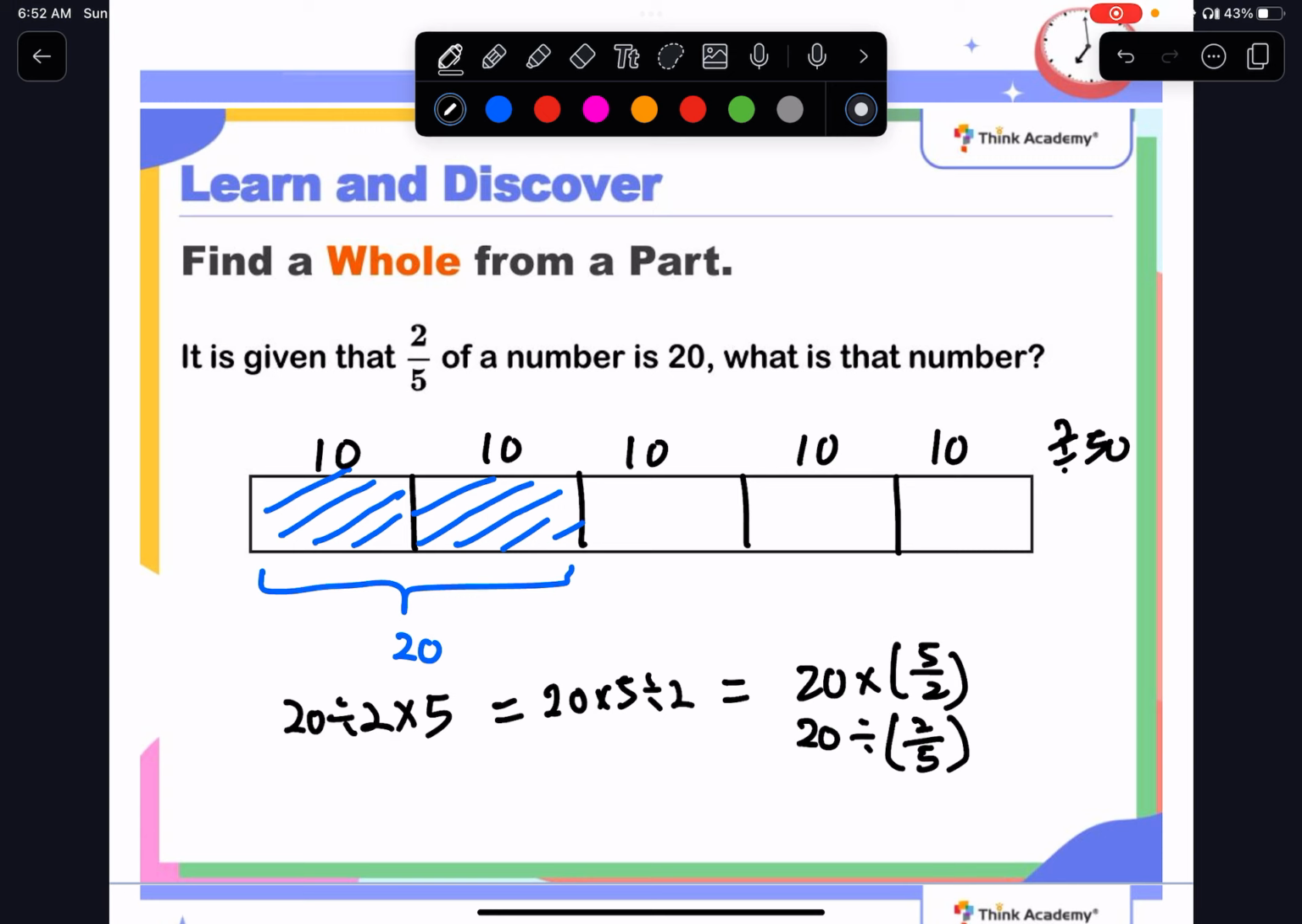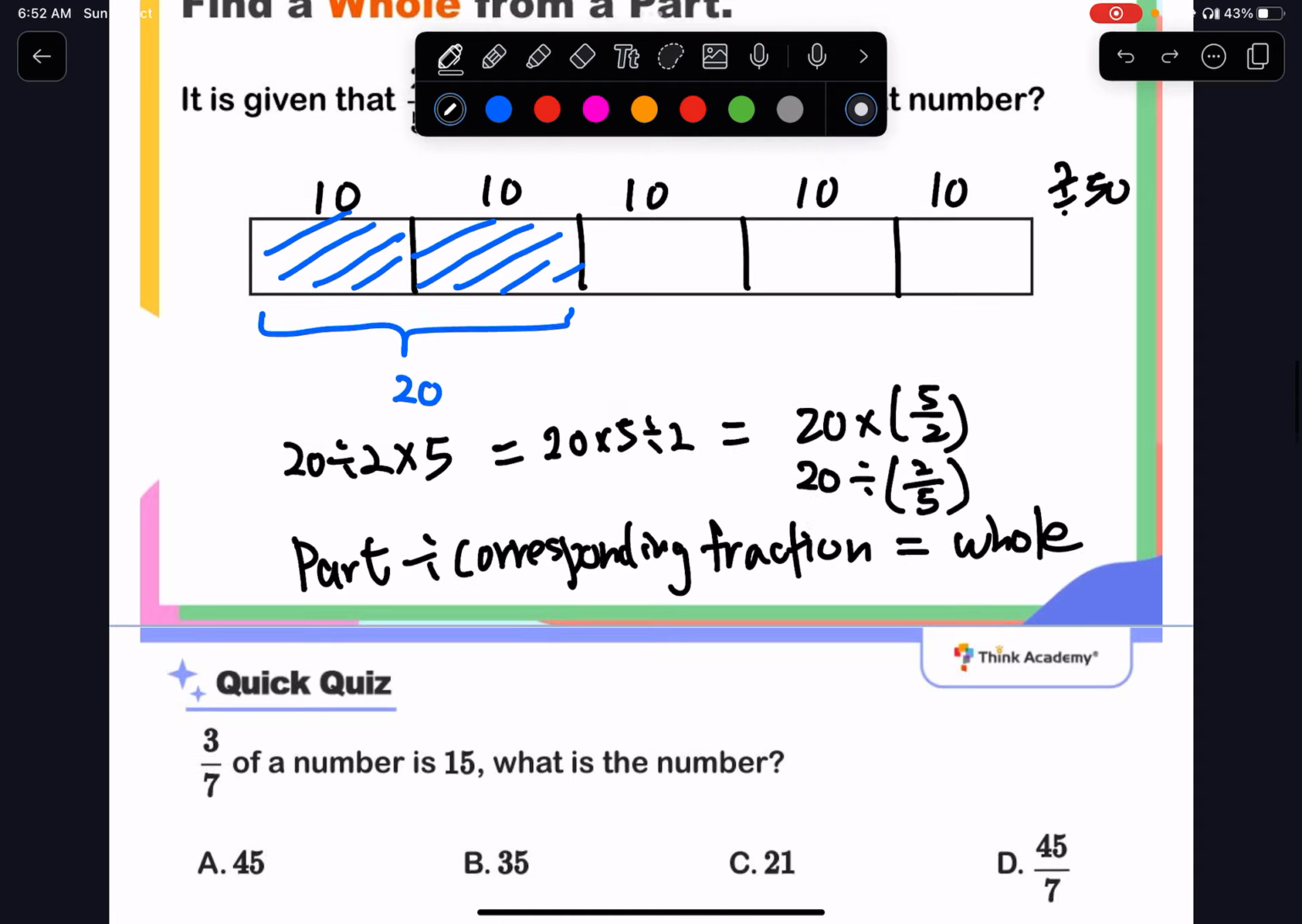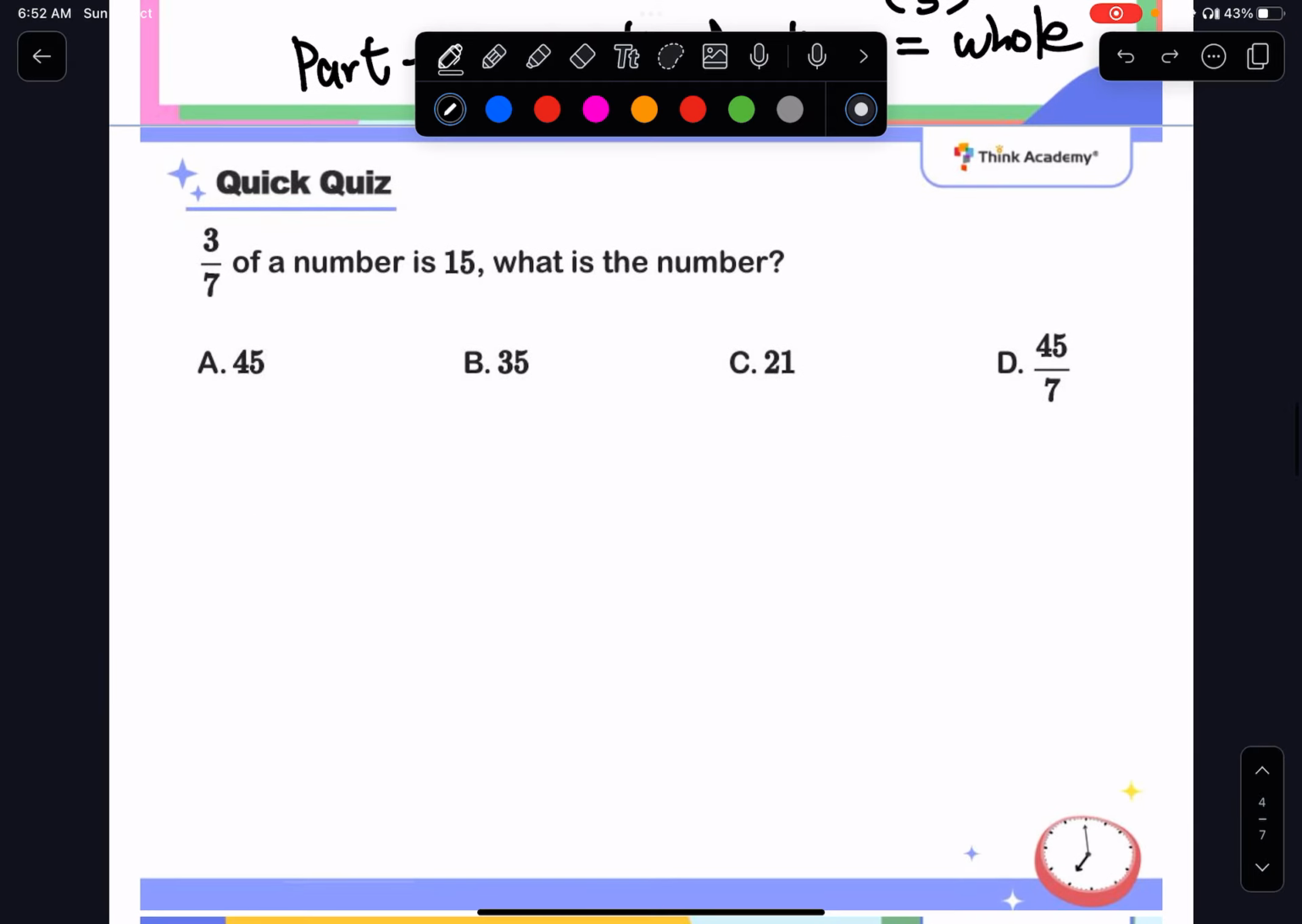So we have another equation: if you want to find out a whole from a part, it is the part divided by its corresponding fraction equals the whole. Okay, so the part is 20, the corresponding fraction is 2 out of 5. So 20 divided by 2 out of 5 equals 50. Okay, so if you get it, then we can use this method to calculate this question again.